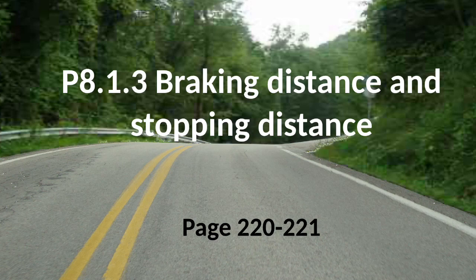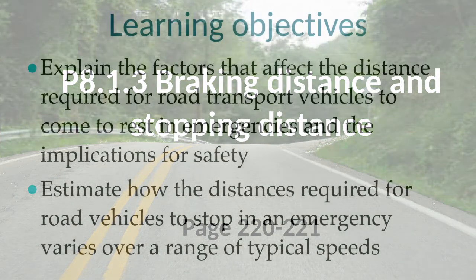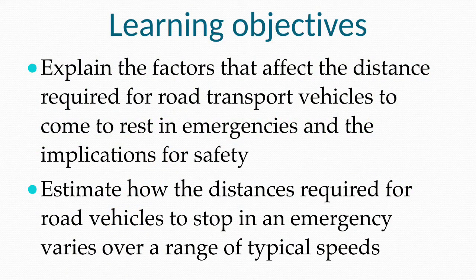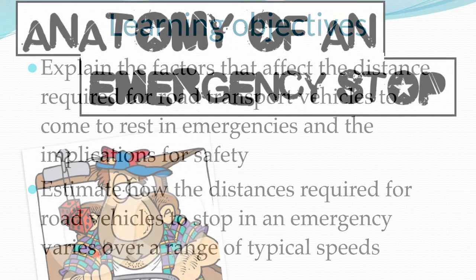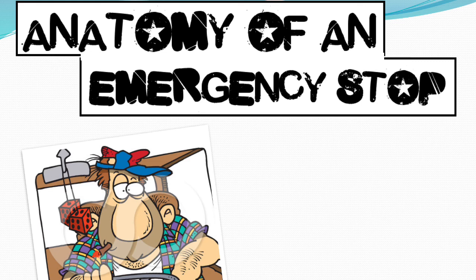Following on from last lesson, we're now going to be looking at braking distance and stopping distance. Our learning objectives are to explain the factors that affect the distance required for road transport vehicles to come to a rest in an emergency situation, and to estimate how the distance required for a road vehicle to stop in an emergency varies with speed.